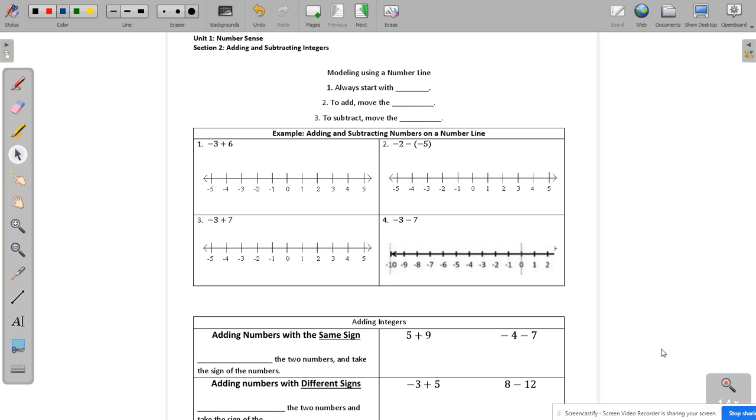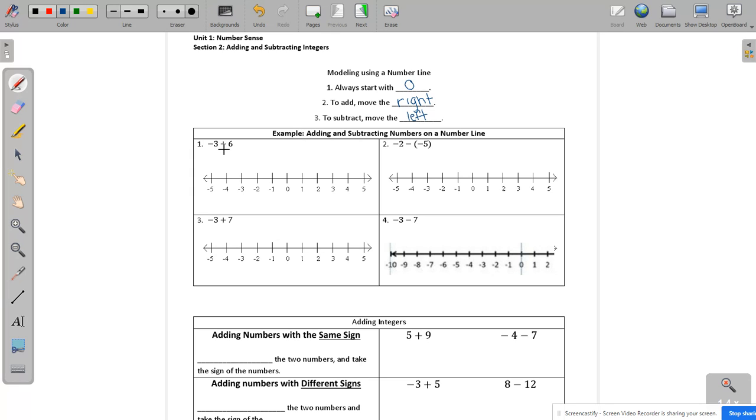Today we are going to be adding and subtracting integers. So first we're going to look at modeling using a number line. The first thing you're going to do is always start with 0. Then to add, you're going to move to the right. And if you are subtracting, you're going to move to the left. So let's look at some problems.